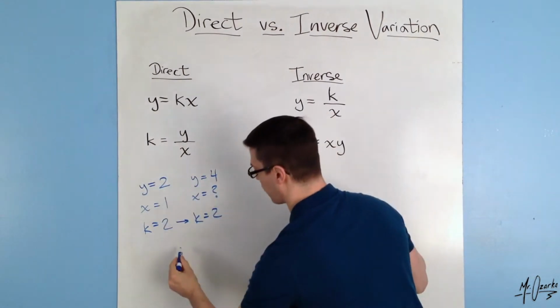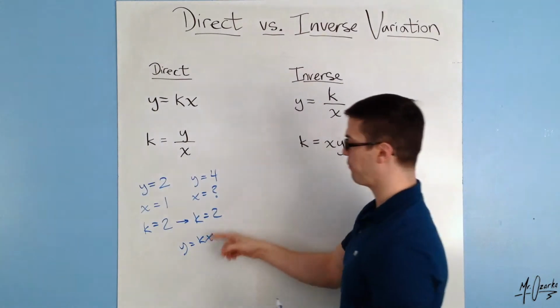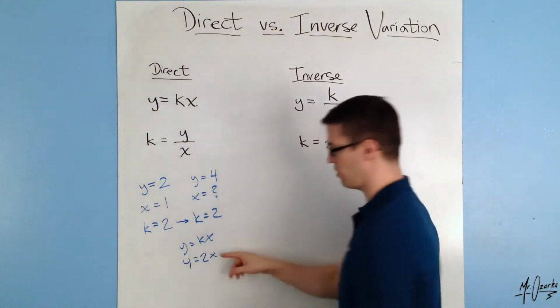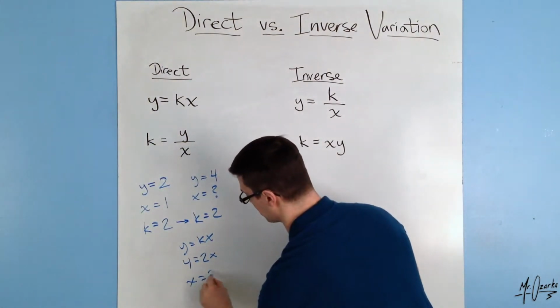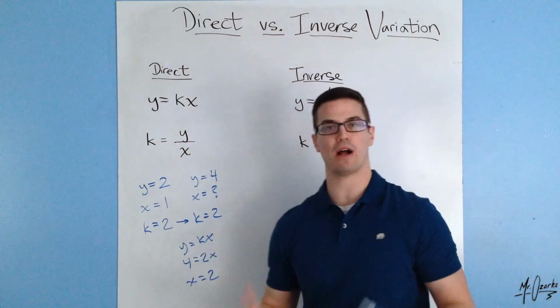So the k's match, and we should be able to solve for x. Let's write our formula out. Y is equal to k times x. We're going to put 4 in for y, 2 in for k, and solve for x. You divide both sides by 2, and you end up with x is equal to 2. So that's how a direct variation problem looks.